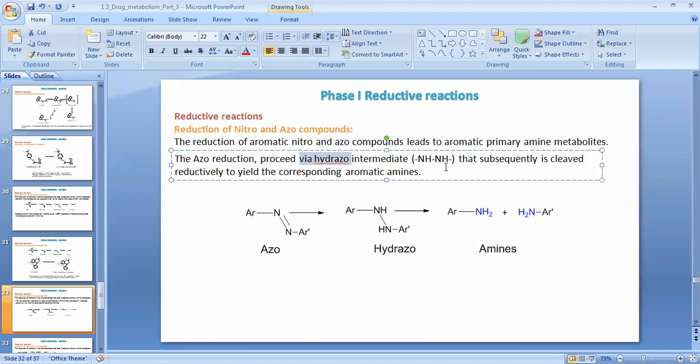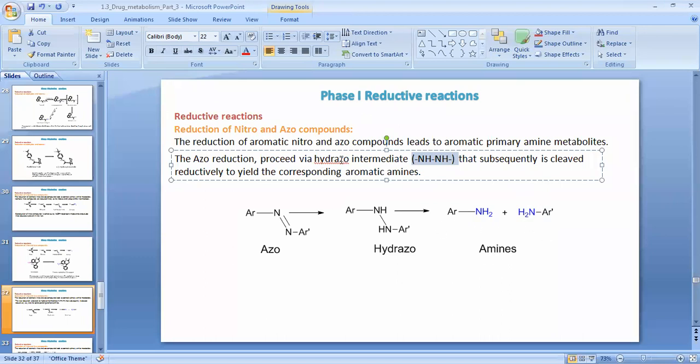What is the structure of the hydrazo intermediate? It forms an NH-NH type of linkage, which is subsequently cleaved and reduced to yield its primary amine. ज्या पद्धतीने आपण नायट्रो ग्रुपचं कन्वर्जन बघितलं प्रायमरी अमाइन मध्ये. What type of conversion happens to the nitro group? Nitro group is converted into nitroso, followed by hydroxylamine, and finally into a primary amine derivative.